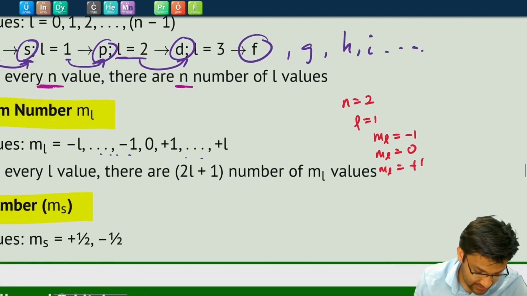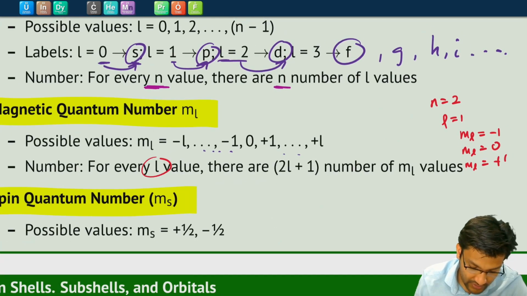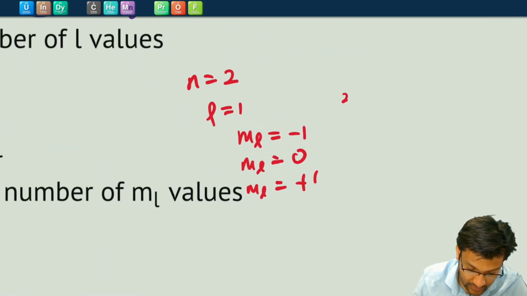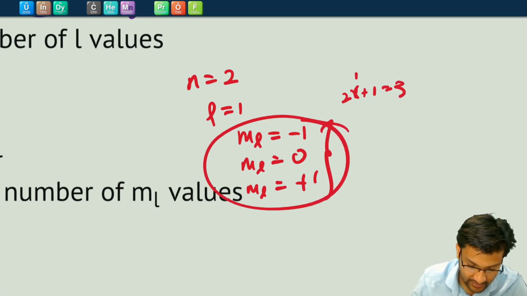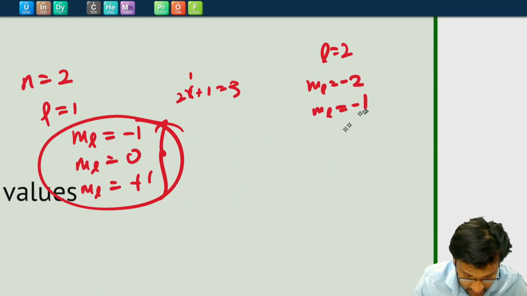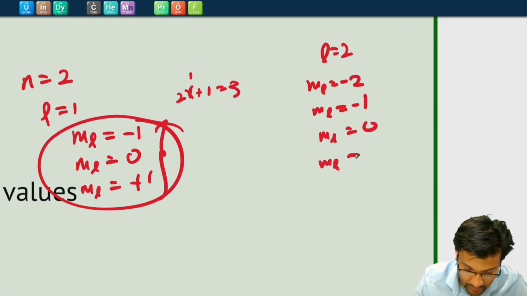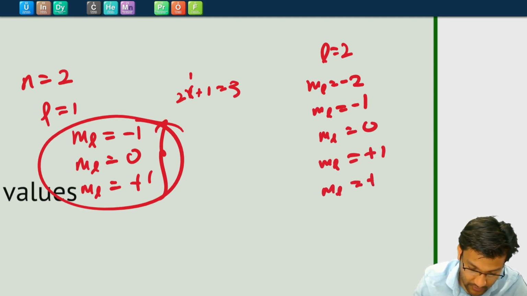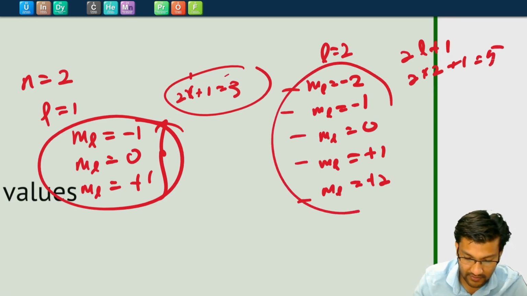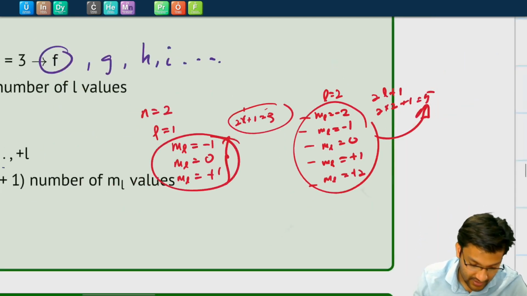So what that means is, for any L value, there are 2L plus 1 ML values. If L is 1, there's going to be 2L plus 1, so 2 times 1 plus 1. That's 3 different ML values that we just calculated here. If L equals 2, ML could be -2, -1, 0, +1, or +2. Or if we use this formula, it's 2 times the L value plus 1, so 2 times 2 plus 1. That gives us 5 different values, and here we have 1, 2, 3, 4, 5 different ML values. So those are the ML values.